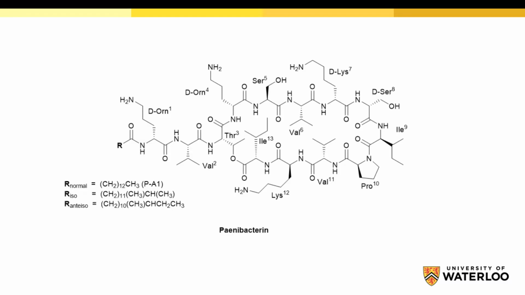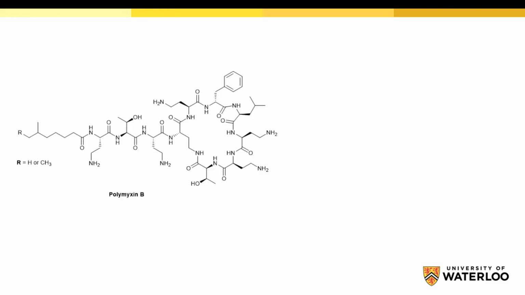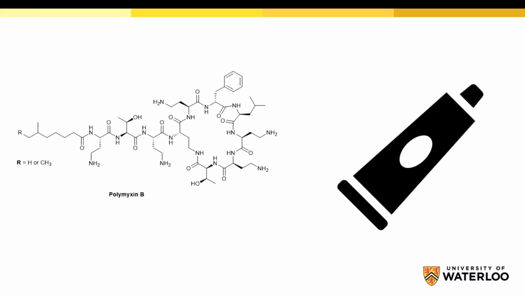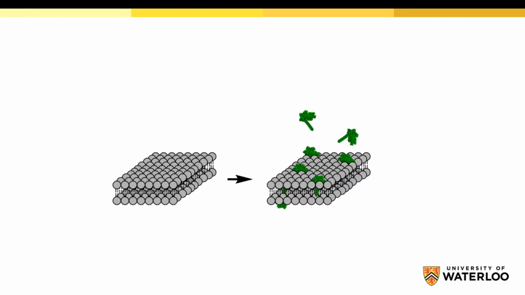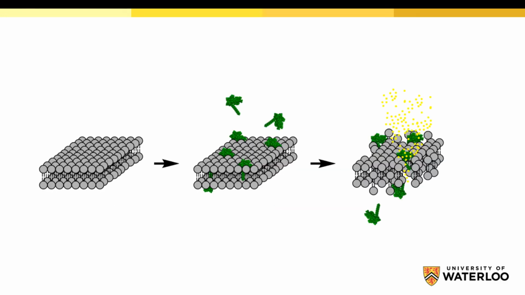This brings us to the focus of our research, Paenibacterin, a novel, broad-spectrum lipopeptide antibiotic isolated from the soil bacterium Paenibacillus thiaminolyticus by researchers at Ohio State University. The mechanism of action of Paenibacterin is similar to that of polymyxin B, which should be familiar to everyone as a component of a popular over-the-counter topical antibiotic cream. It works by disrupting bacterial membranes, causing leakage of intracellular contents and depolarization, resulting in cell death.